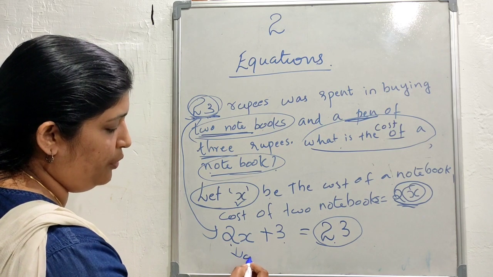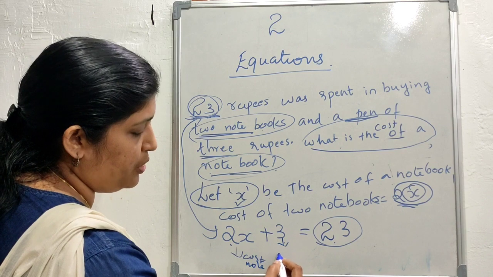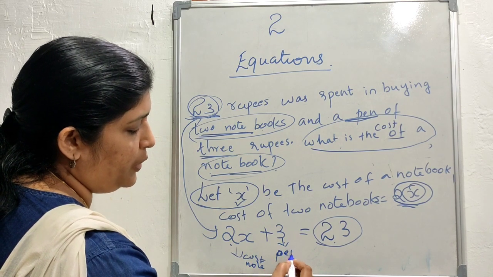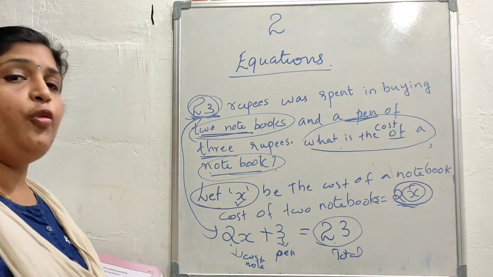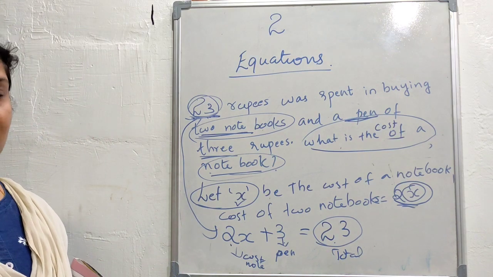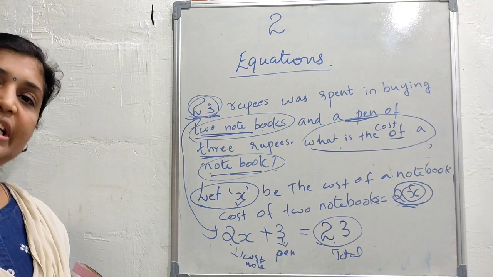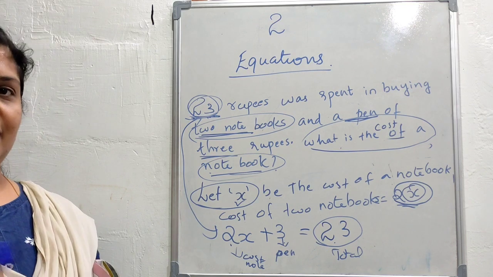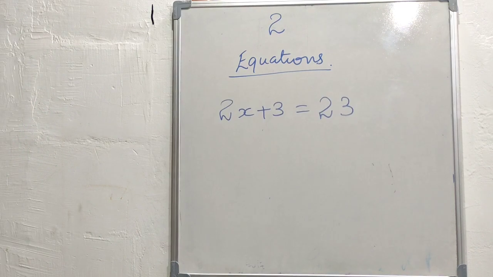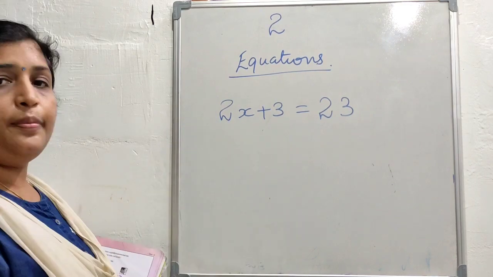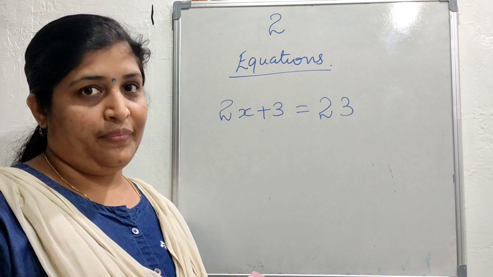2x is the cost of 2 notebooks, and this one is the cost of a pen. This is the total cost. So this is our algebraic equation. Now we are going to solve this algebraic equation. How do we solve this algebraic equation? 2x plus 3 is equal to 23.